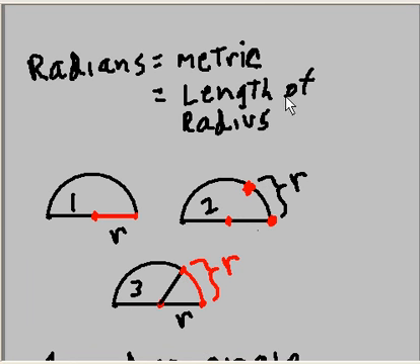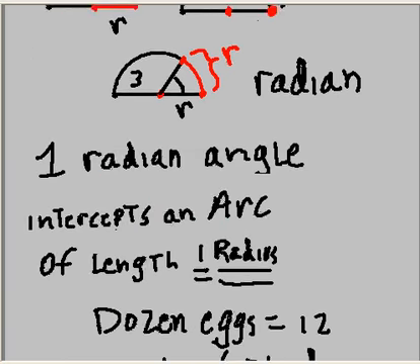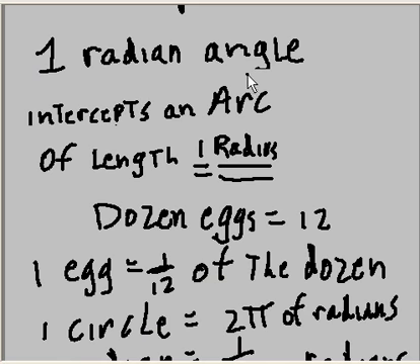Radians is a metric. It's the length of the radius. Here we see a radius, picture number 1. And here we map out the length of a radius in picture number 2. And here we color it in. That's the length of a radius. This angle, which intercepts one radius, is a radian. One radian. So one radian angle intercepts an arc of length 1 radius.